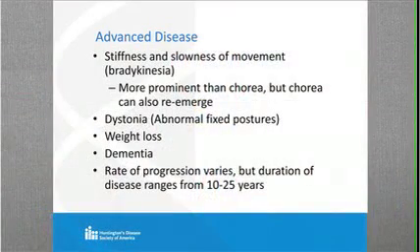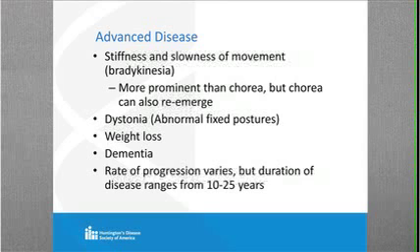In terms of more advanced disease, people often have much more stiffness and slowness of movement, the bradykinesia, and these aspects can be more prominent than chorea, but chorea can also reemerge. It can reemerge in lower frequency but larger amplitude, so that some patients may throw themselves out of bed when all they're trying to do is turn over. And it can reemerge in much more frequent chorea.